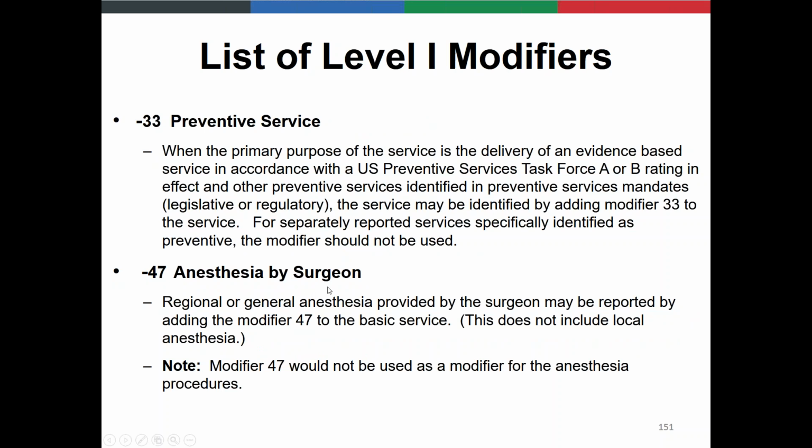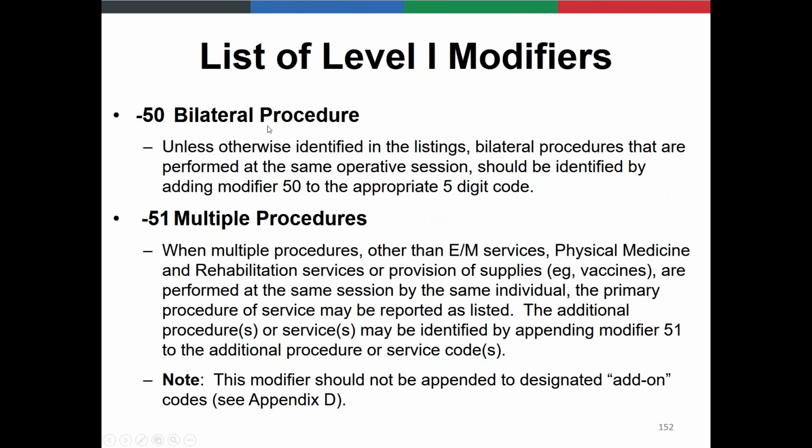47 is anesthesia by surgeon. That would be if the anesthesia was not performed by an anesthesiologist, but the actual surgeon administered the anesthesia. Bilateral procedure, again, it says unless otherwise identified, bilateral procedures that are performed at the same operative session should be identified by adding modifier 50 to the appropriate 5-digit code. Double knee replacement, double mastectomy, bilateral procedure.